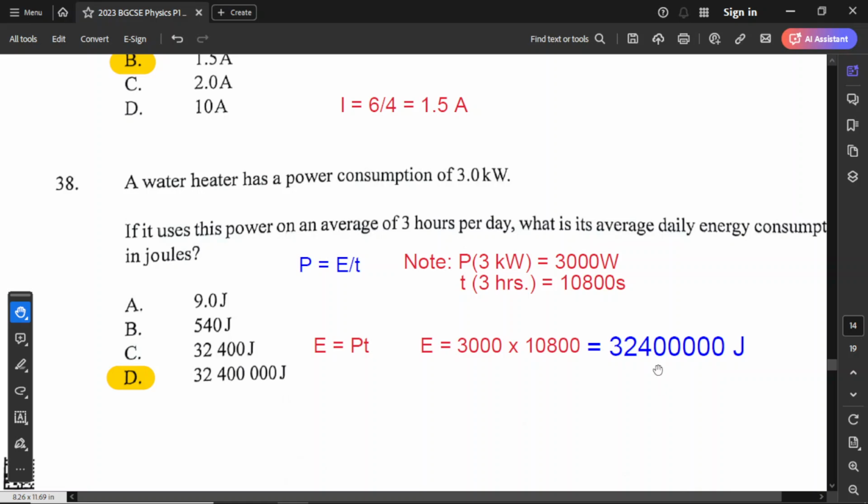So what we are going to get right here, this is what, 3,240,000. All right. And so that will be our, no, that's actually 32 million, 400,000. Yes, so 32,400,000. All right, awesome. That's the amount of joules that we're going to get, right? That's the energy. So D is the correct answer.